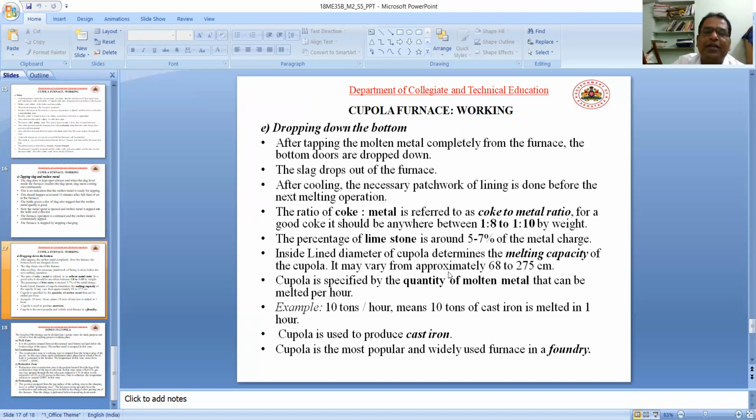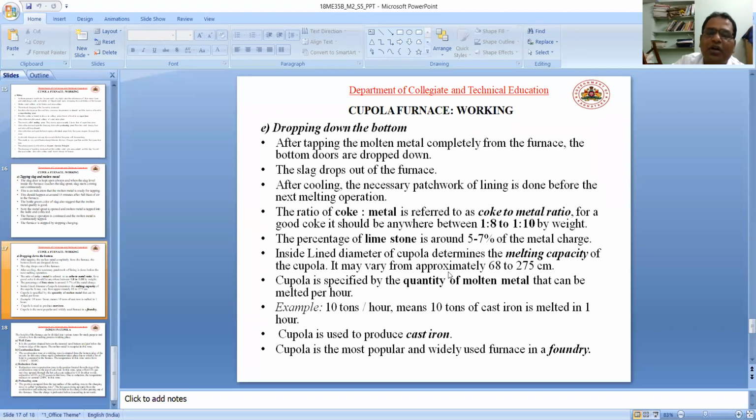Next, dropping down the bottom. After tapping the molten metal completely from the furnace, the bottom doors are dropped down. The slag drops out of the furnace. After cooling, necessary patchwork of lining is done before the next melting operation.